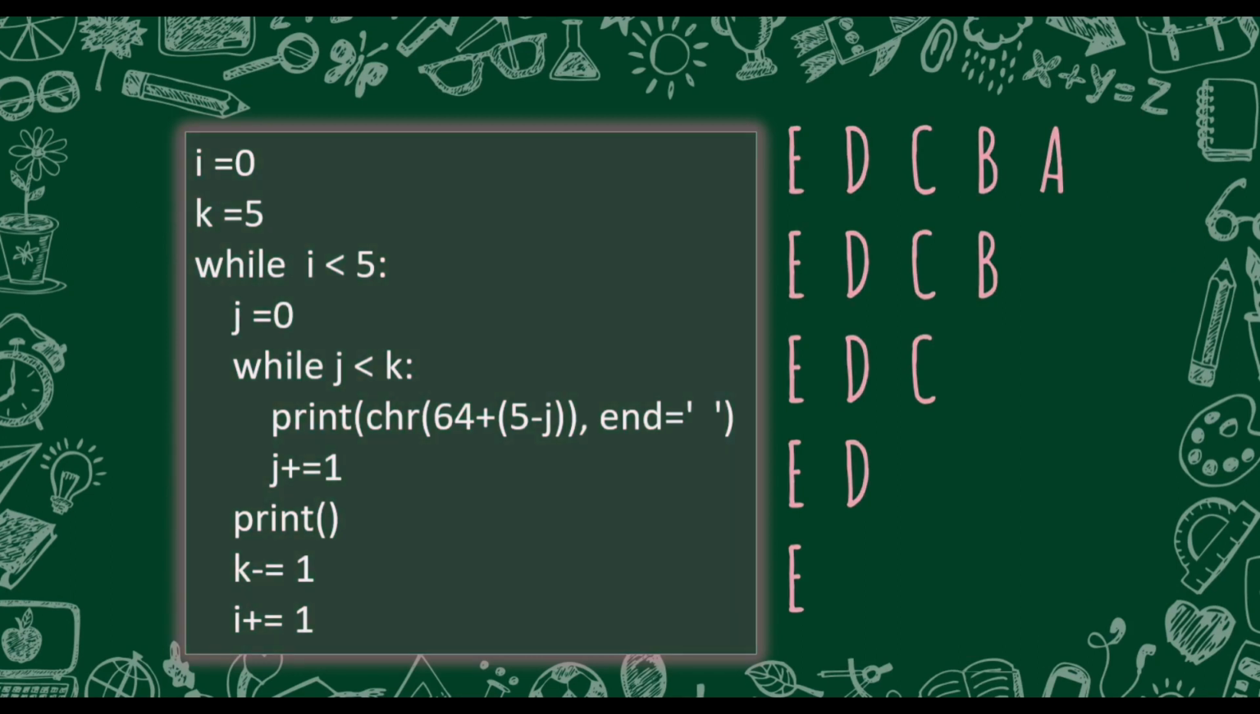See how to print alphabet right angle triangle pattern. Let's move to Visual Studio Code and execute this pattern.